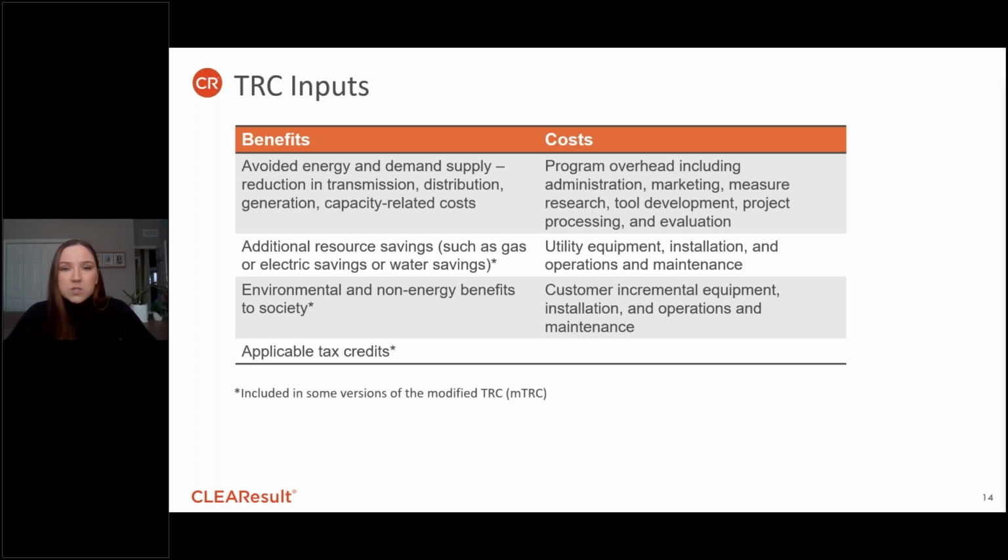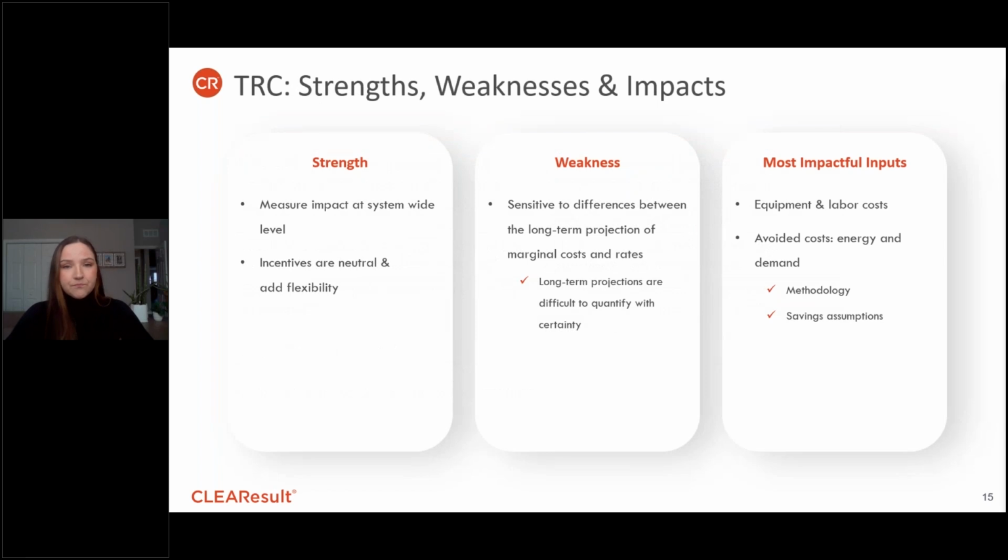So now we're going to look at what are the strengths and weaknesses of our TRC. One of the strengths is really that the TRC evaluates at a system-wide level. So it gives you a good comprehensive or holistic view of all the different parties involved. And that's probably why it's the most popular, right? You're getting a really great view of the whole picture rather than a more singular perspective. Also, another strength is incentives are neutral in this test, so they're not counted as a benefit or a cost. So that means it adds a lot of flexibility for your program design or your portfolio design. You can play around with incentive levels as much as you want, and it's not going to have an impact on your TRC score.